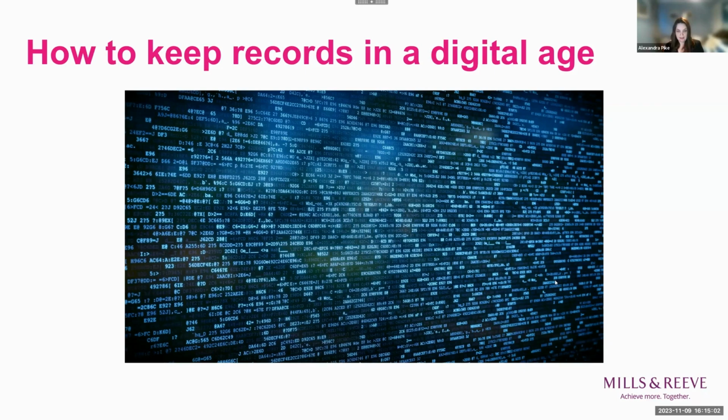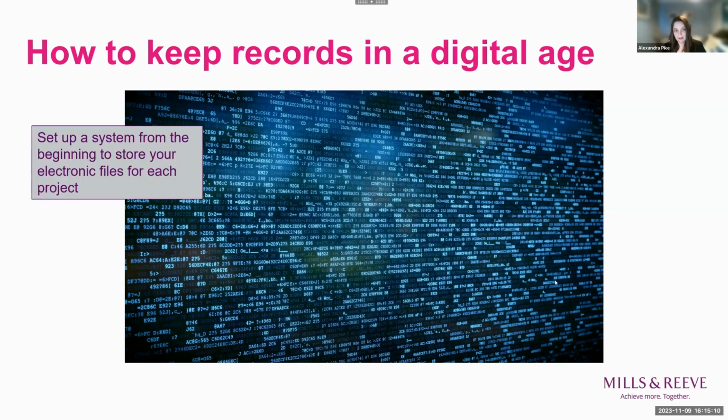And just before I move towards my top tip, I just wanted to set the scene on that. And I hope most of you are thinking about this already, but do set up a system from the beginning to store all your electronic files for each project.